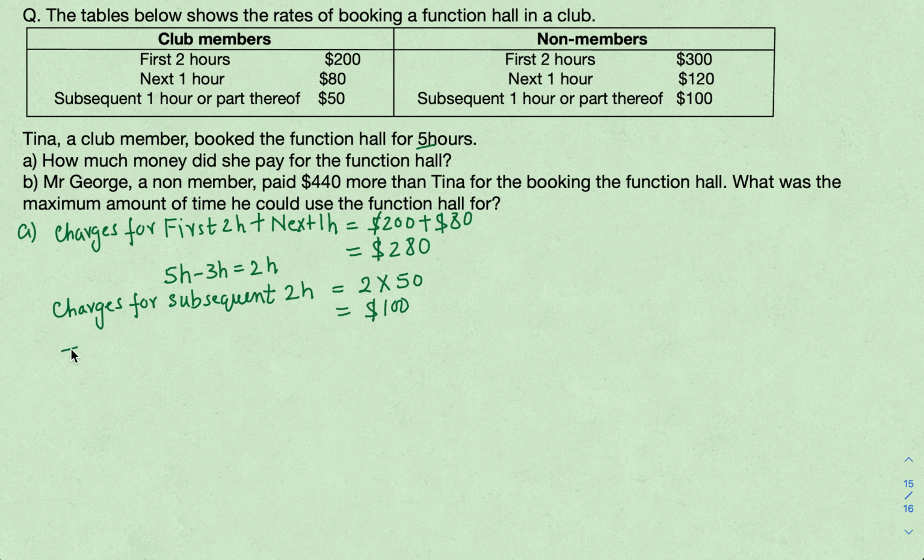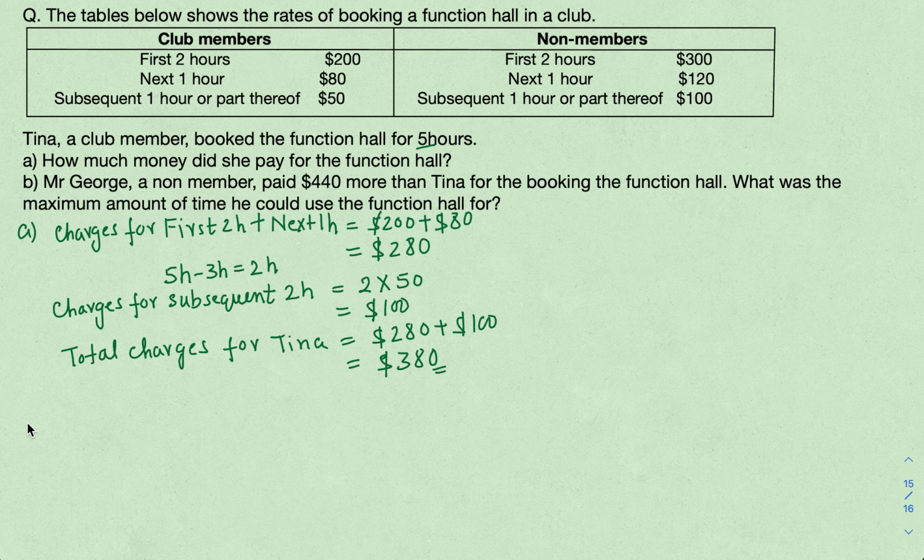So what are the total charges she needs to pay for booking the hall for 5 hours? The total charges for Tina would be, just add the two amounts. The charges for the first 3 hours, which is 280, and another $100 for the last 2 hours, which will give us $380. That means Tina needs to pay $380 for 5 hours. So that's our part A.